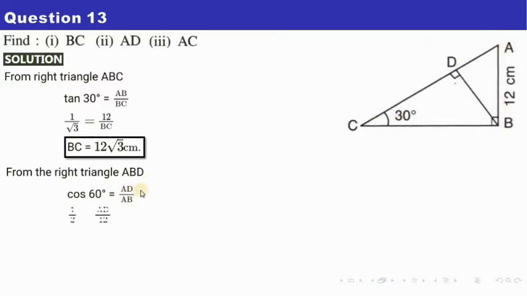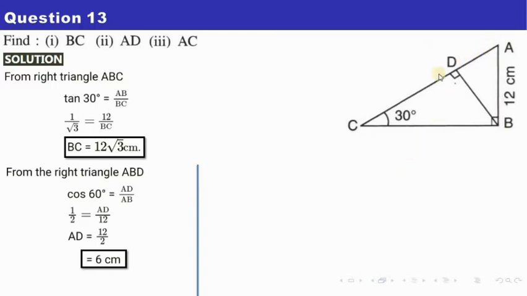Let us put the value. So cos 60 is half, AB is given to be 12. So from here AD turns out to be 12 by 2, that is 6 centimeter. So we found our AD as well. Our last aim is to find AC, isn't it? So let us find AC.